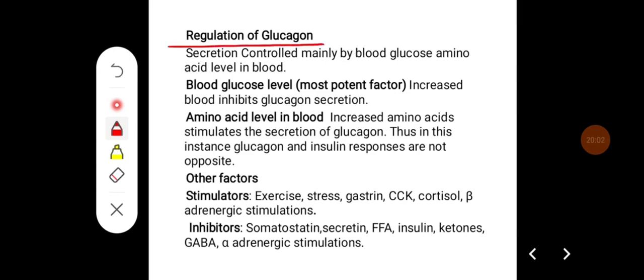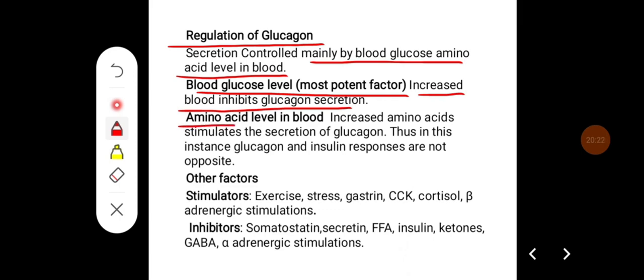If you see the regulation of glucagon, the secretion is controlled mainly by the blood glucose and amino acid levels in the blood. The blood glucose level is the most potent factor: increased blood sugar level inhibits glucagon secretion. And increased amino acid levels stimulate the secretion of glucagon. Thus, in this instance, glucagon and insulin responses are not opposite.